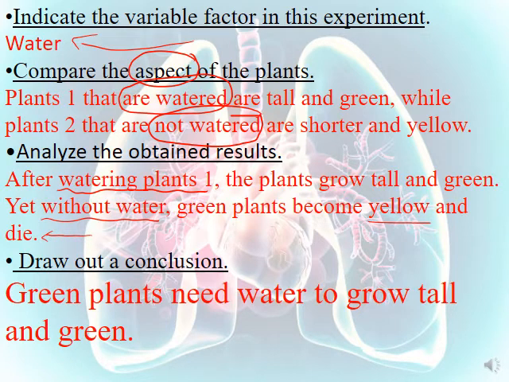While without the water, green plants become yellow and finally they will die. So the first conclusion here: the green plants, what do they need? They need water in order to grow tall and green. So this is the first conclusion. They need water to grow. Without water, they will become yellow and finally will die.